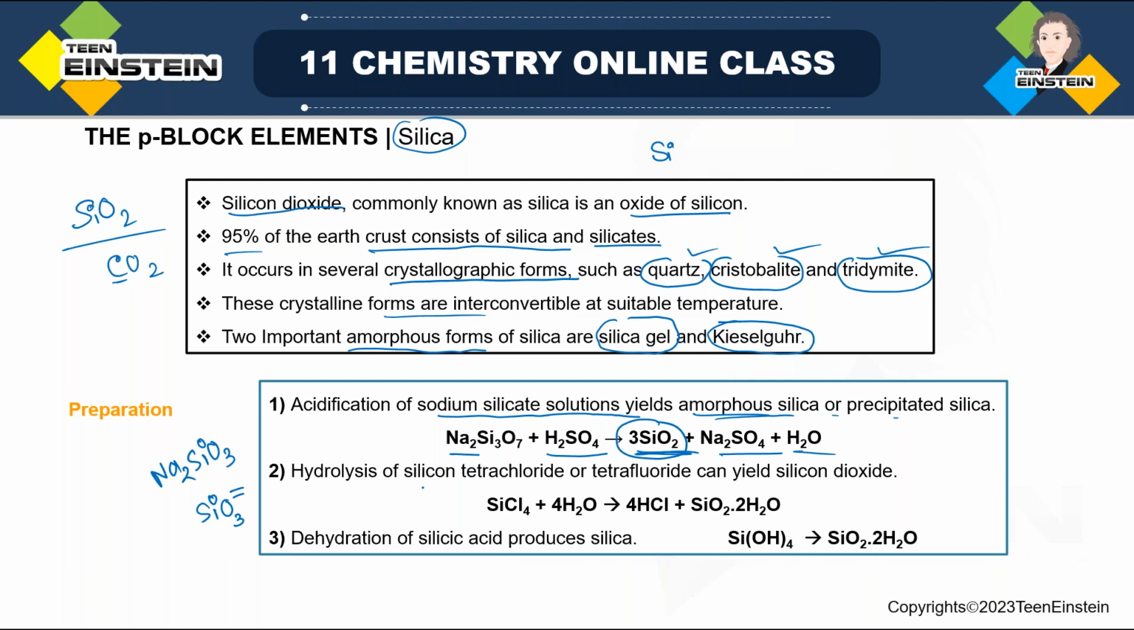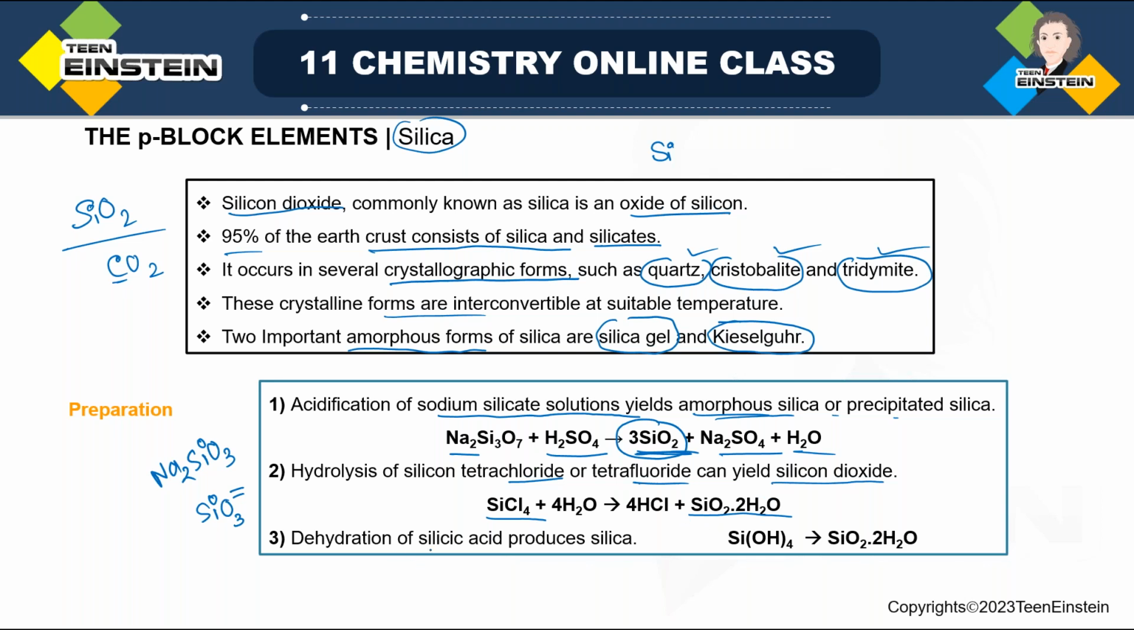The second method is starting from SiCl4, which we can hydrolyze. That means it will react with water. Not just the tetrachloride, we can also take the tetrafluoride, SiF4, and we will get silicon dioxide. Here we get silicon dioxide which is also associated with 2 water molecules.